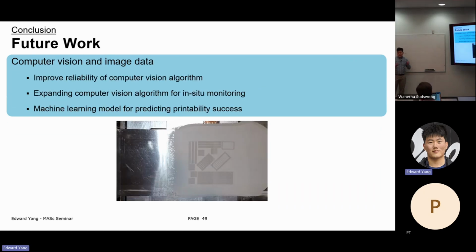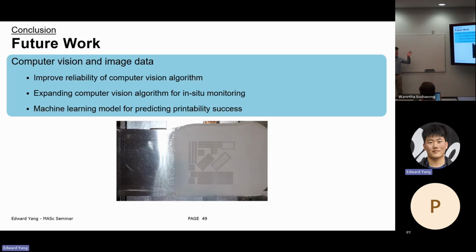Beyond just the experimental work in that sense, there's also the tools that I started to develop, the computer vision algorithm that can be expanded further to improve its reliability and expand it to other types of features, as well as expanding it to actually do in situ monitoring. So this is an image of the printer as it's printing. If this computer vision algorithm can be coupled with the data from the printer as it's printing, then maybe there's an opportunity there to predict and qualify materials and processes and parts as they're being printed. So that's an interesting opportunity as well.